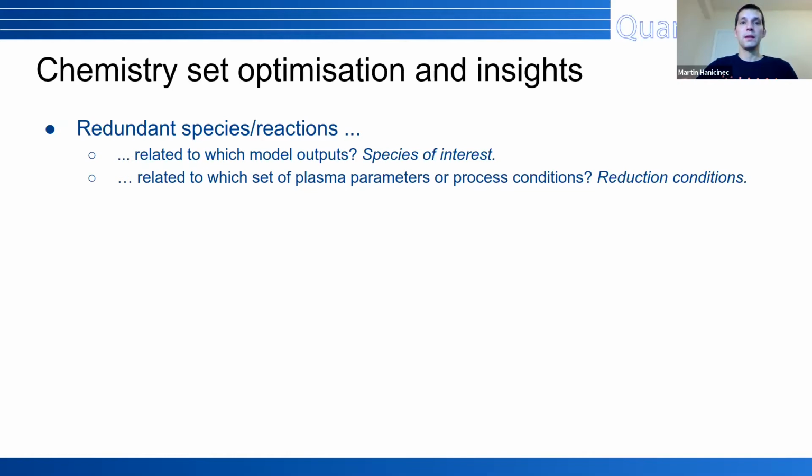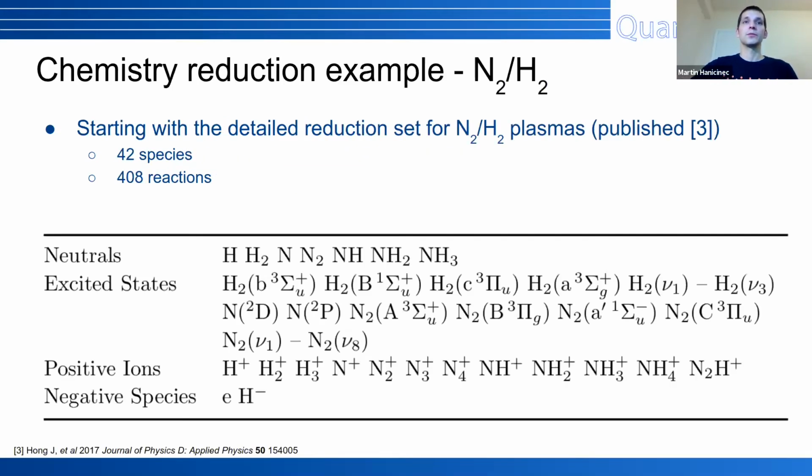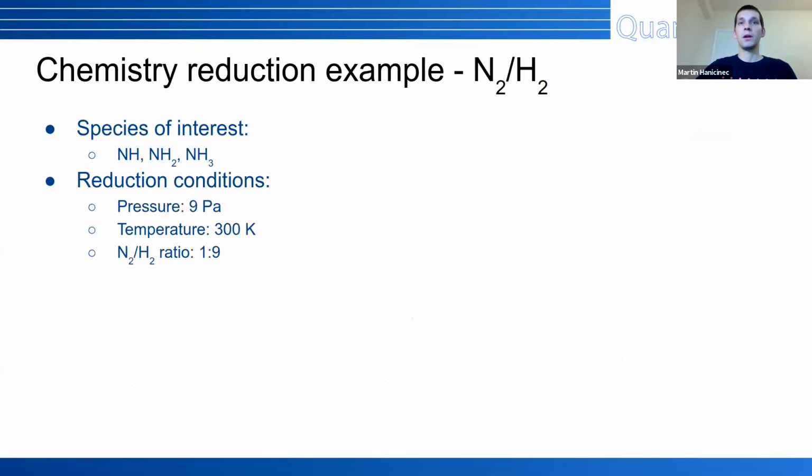So let me start with an example to drive it home a bit more. I'm going to show you a couple of slides about a reduction I did on an N2H2 chemistry set. I started with a detailed reaction set published by Hong. It contains 42 species in total and 408 reactions. The species are listed here in the table, but it's not really that important, so I'm going to carry on.